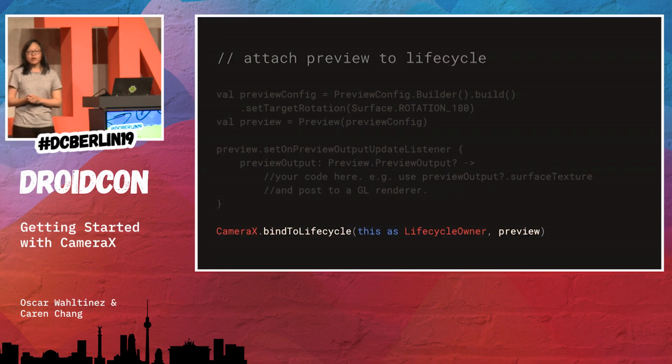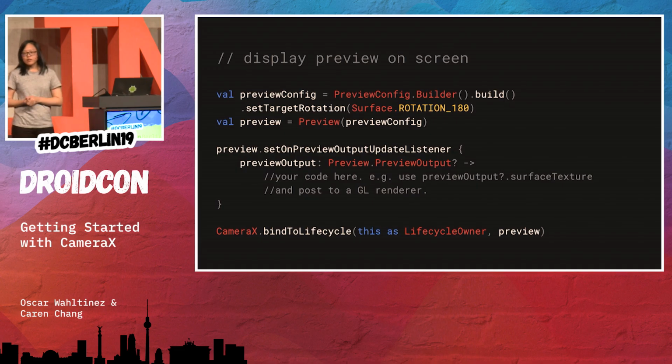And the last cool thing about the preview use case is that once you have all this configured and ready to go, you can bind it to a lifecycle. This is great because in the previous camera APIs, we had to worry a lot about when you open the camera versus when you release the camera so that you don't cause any errors. When you bind to a lifecycle, all this is handled for you. So what this means is that if you bind to the lifecycle of an activity, once the activity starts, the camera will open by itself. And once the activity stops, then we'll release the camera for you, so you don't have to worry about all of that as much.